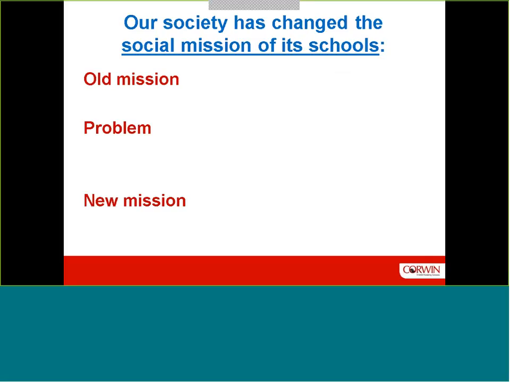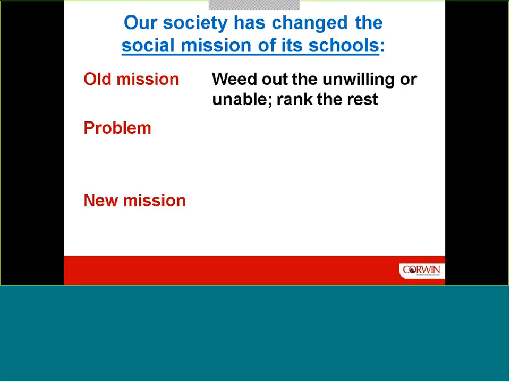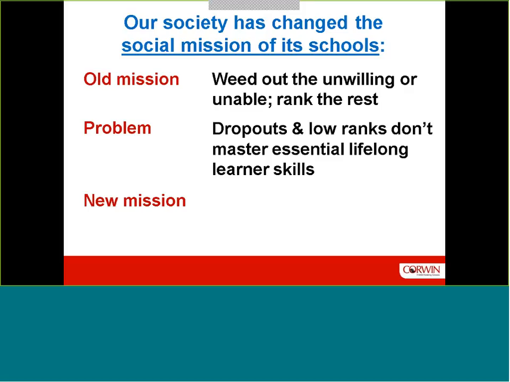That doesn't align with what it used to be, because the primary mission of the institution used to be to weed out the unwilling and unable, that is, we call them dropouts, and rank the rest based on achievement by the end of high school. A dependable rank order was the mission of the institution. What we've learned in the last 20 years in very clear terms is that those who drop out and those who finish low in the rank order fail to develop the essential lifelong learner skills that they're going to need to survive in, let alone contribute to, the ongoing development of our society.